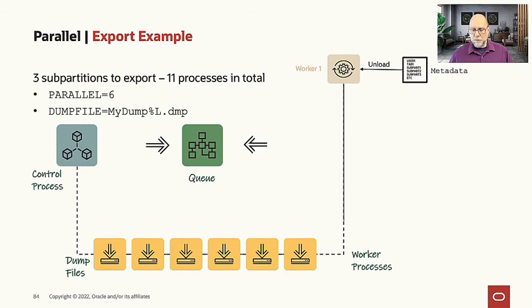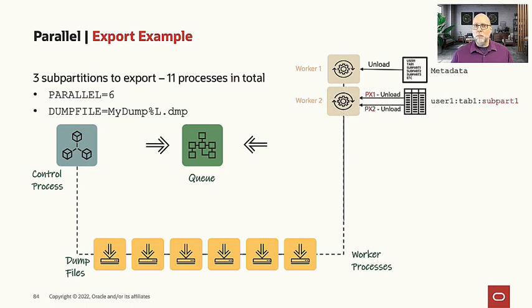Answer might surprise you, because what you'll get, first of all, is the control process. So that's 1. And then you have 1 process that is unloading the metadata in this case. And then the next worker might look at a partition and say, that is above the threshold of size where we would use intra-partition parallelism of external tables. So instead of just unloading that data myself, I will call parallel query and invoke 2 PX processes to unload that partition in parallel.